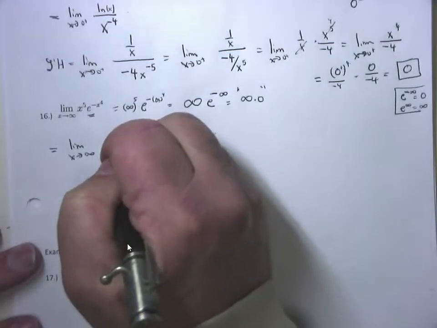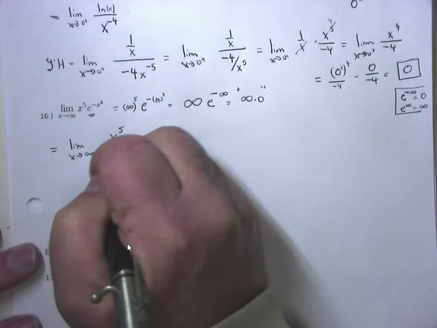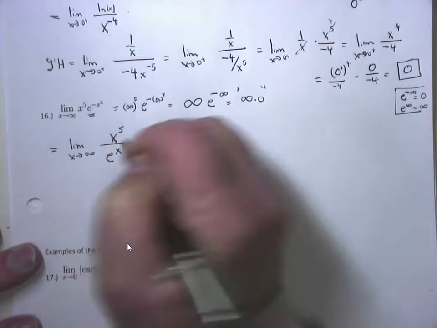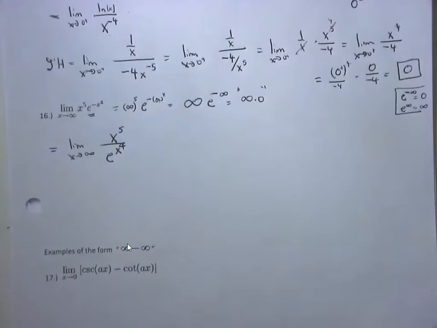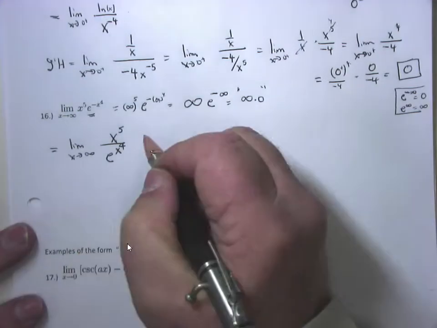And so you would end up getting x to the fifth divided by e to the positive x to the fourth. Does that make sense? Because it's already a negative exponent, so when you move it to the denominator, it's going to turn positive. So now, plug it in, just to show you.